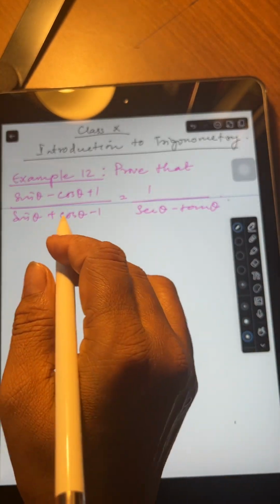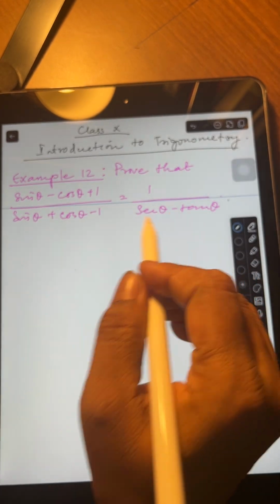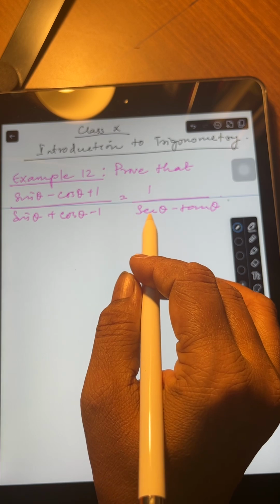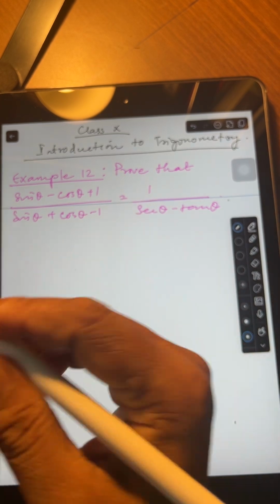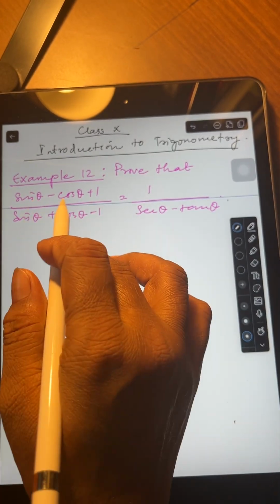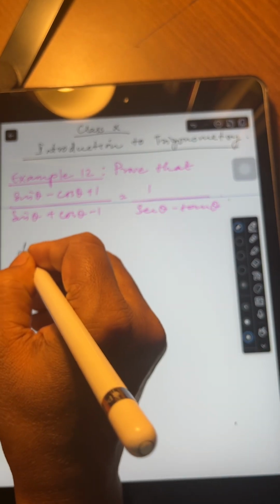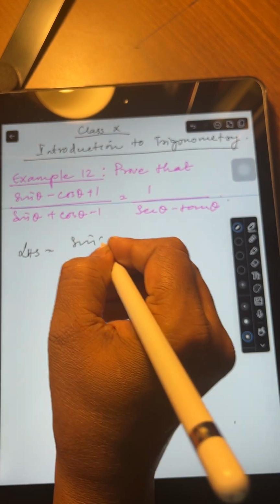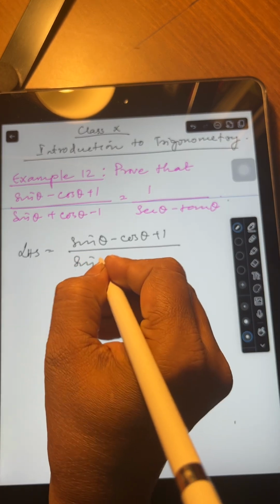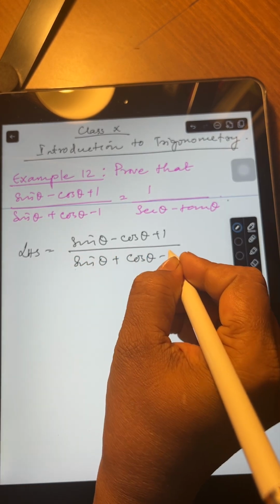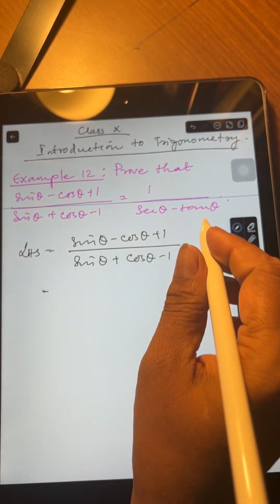Now usually what you do, you take the LHS and then prove that it is equal to the RHS. No. Now in the RHS, you just have to see the RHS. RHS is secant minus tan. Now here in the LHS, what do you have? Sine and cos. So you will try to convert the sine and cos to secant and tan. So how can you convert? You see, we'll take the LHS first. LHS is equal to (sin theta minus cos theta plus 1) by (sin theta plus cos theta minus 1). Now you will have to try to convert sine and cos to secant and tan.